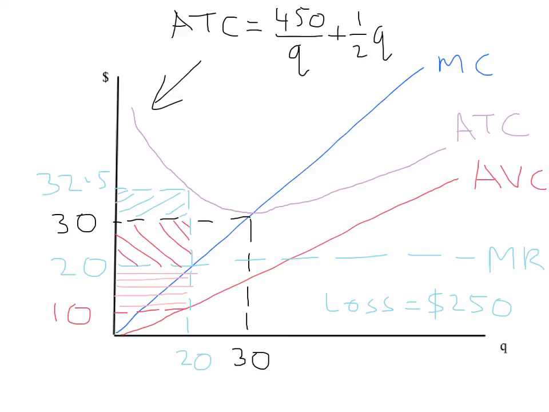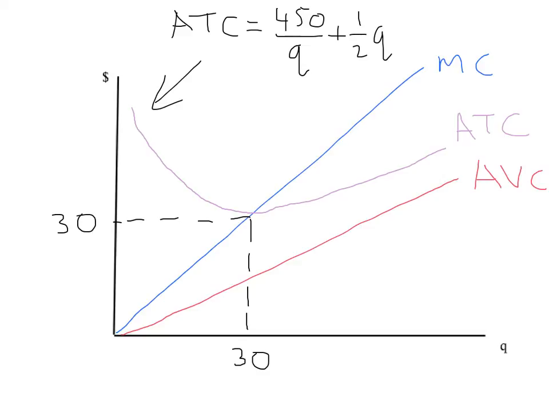The second point to note is that there's going to be a critical price where the firm is just indifferent between continuing in the long term and shutting down in the long term. What is that critical price? Well, it's given by our minimum average total cost of 30. I'm going to put a great big dot there to make it clear that that's the bottom of the average total cost curve. It's where the average total cost curve crosses the marginal cost curve.